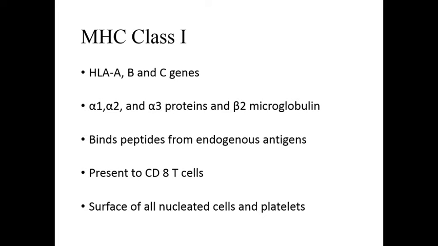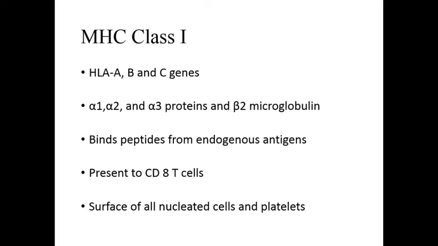Now coming to MHC class 1. MHC class 1 has HLA A, B and C genes, and they actually have two chains, an alpha chain and a beta chain. The alpha chain is further divided into alpha 1, alpha 2 and alpha 3 subunits, made of proteins, and another protein called beta 2 microglobulin is also present.